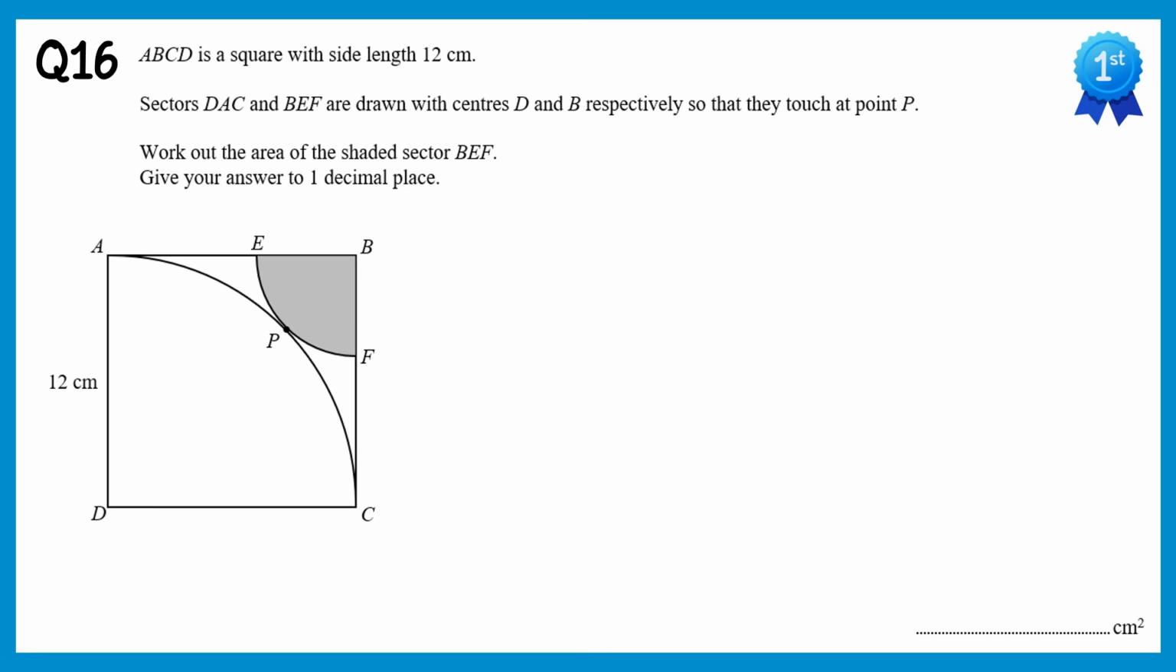To start this question, I'm going to draw a line connecting D and B. Since this shape is a square, we know all of its sides are 12, so we've got 12 on the bottom, on the top, and also on the right.